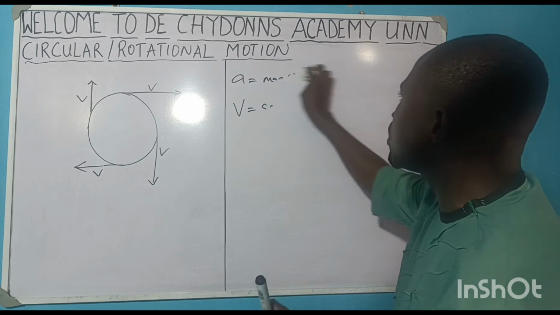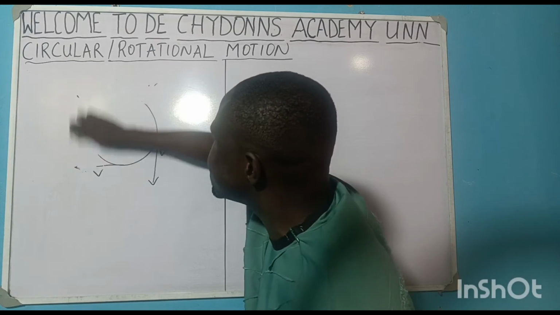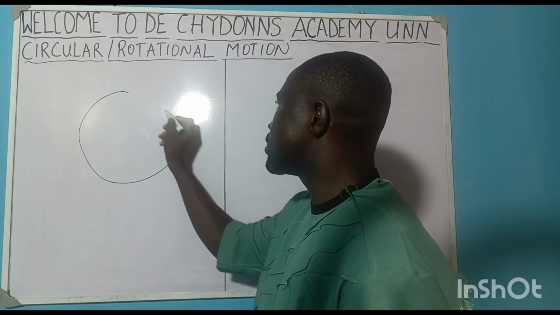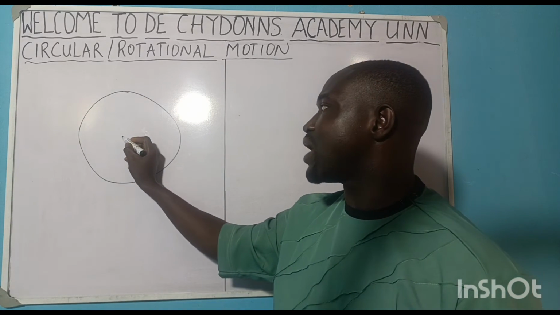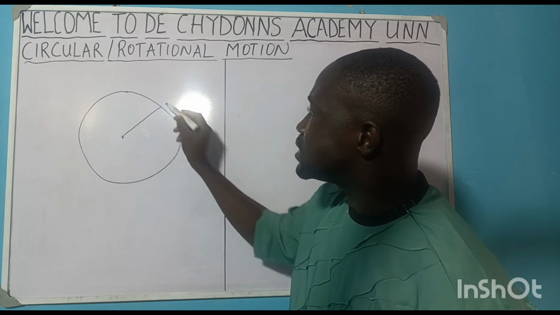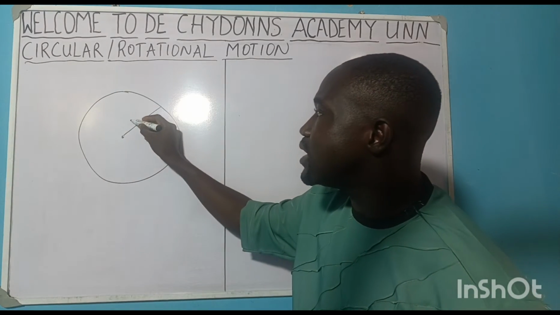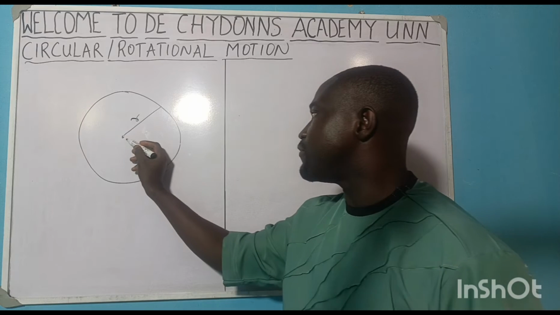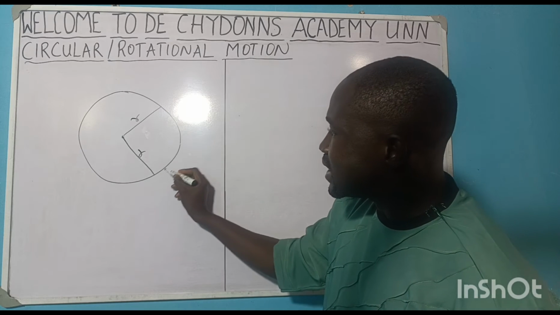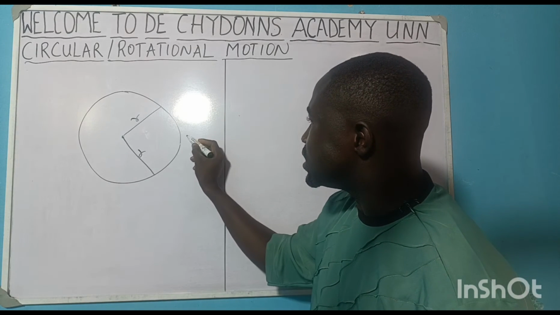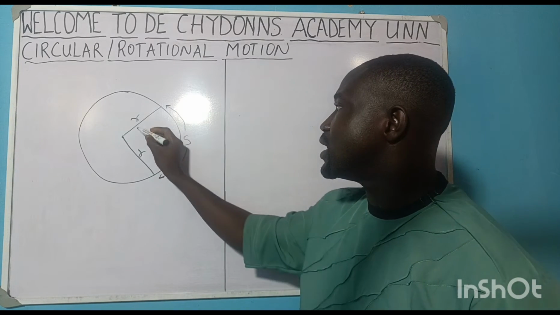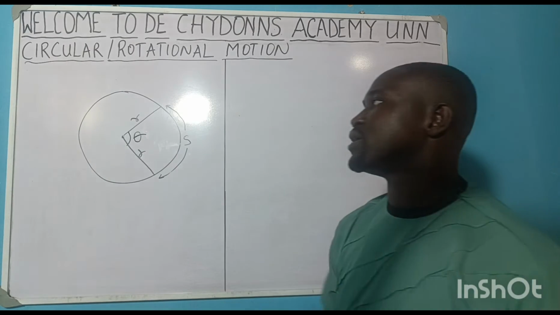Now, the first formula we want to look into is the formula that says you have a circle. As you have this circle, look at the center of the circle. Any line that is drawn from the center of the circle to the circumference, we call it the radius. If you have it again, you call it the radius. The displacement from here to here, we call it the displacement, s. And here is the angle, theta, formed by the radius.